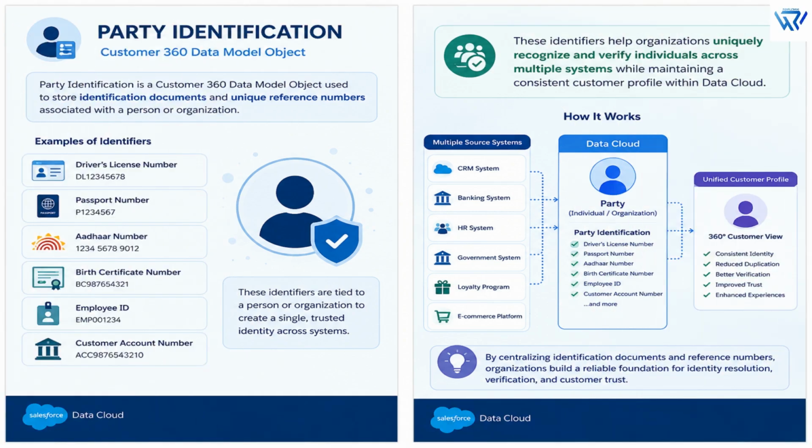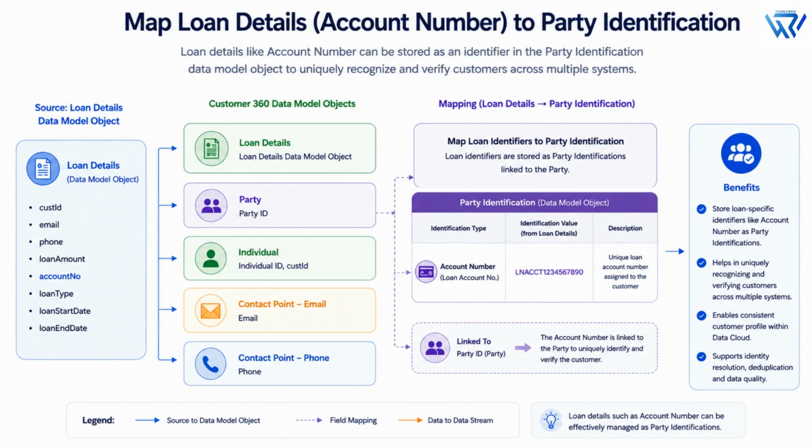Party identification is a Customer 360 data model object used to store identification documents and unique reference numbers associated with a person or organization. For example, driver license number, passport number, Aadhaar number, birth certificate number, employee IDs, customer account numbers, etc.